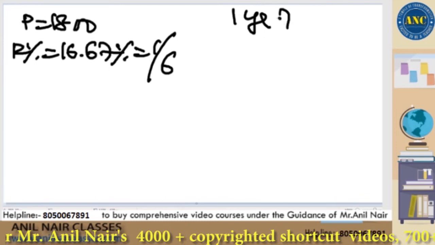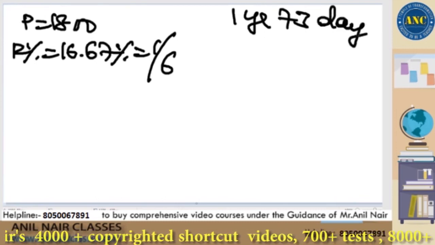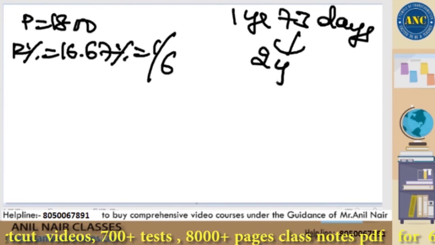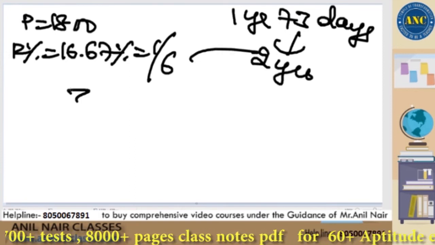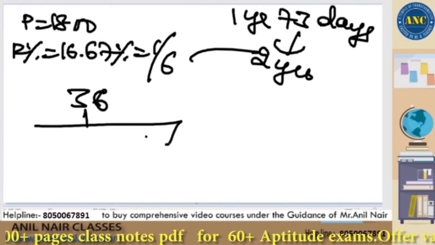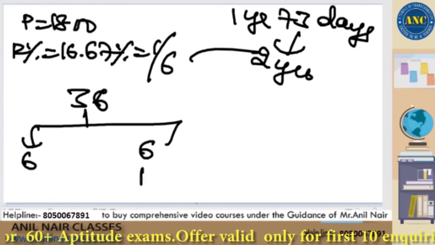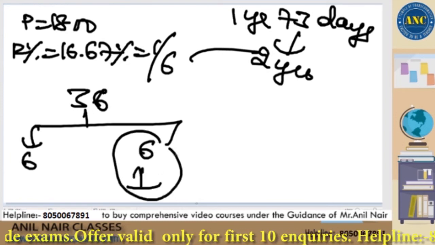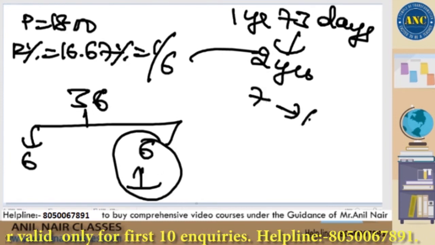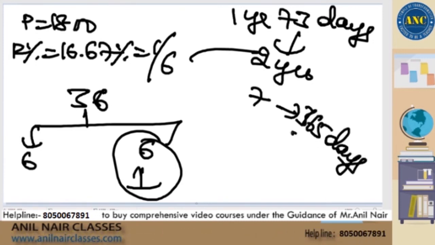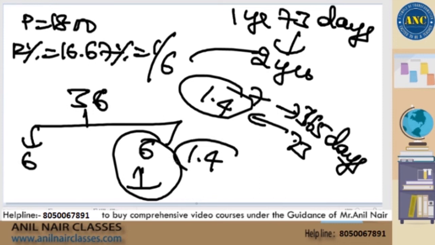1 year 73 days. I think I discussed this question in the class. Make it into 2 years. 6 for 2 years is 36. 1 by 6 of 36 is 6. Second year it is 7 for 12. 1 year is 365 days, but I want for 73 days. 73 by 365 is 1 by 5. 1 by 5 into 7 is 1.4.